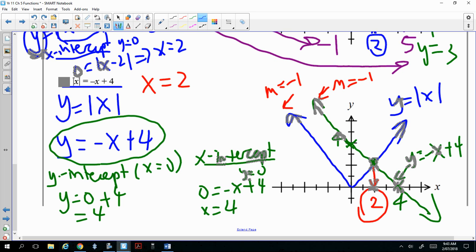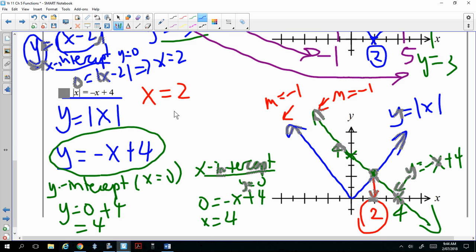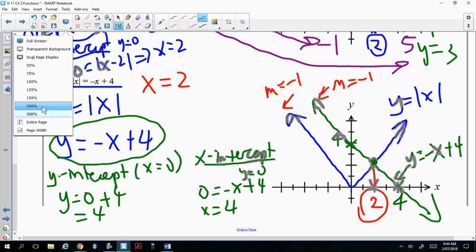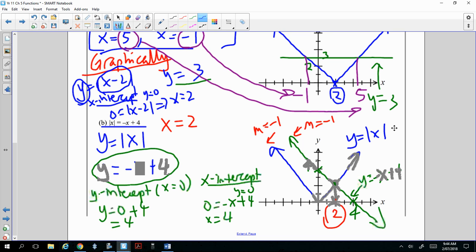Yeah, the solution to the equation is where the two graphs cross. That's a good question. To make it more accurate, you can just solve it. So you solve x equal to negative x plus 4, 2x equal to 4, x equal to 2.